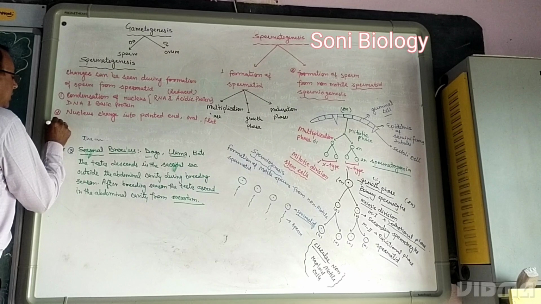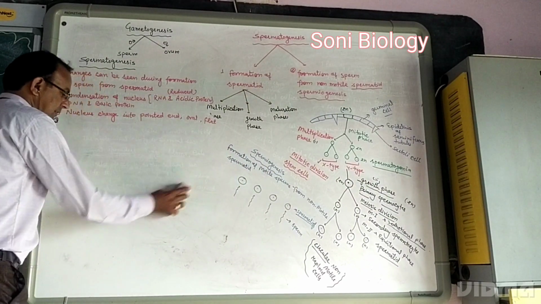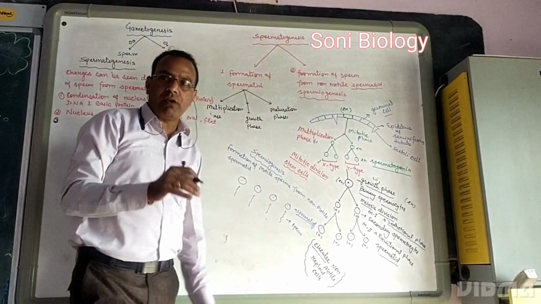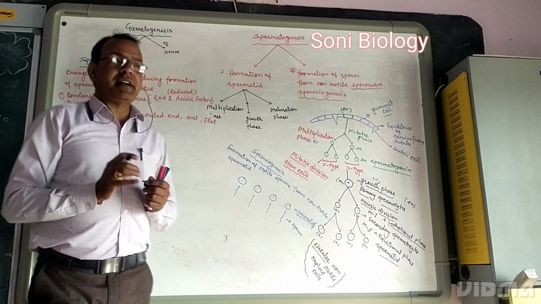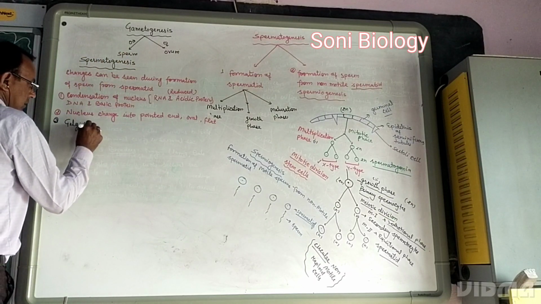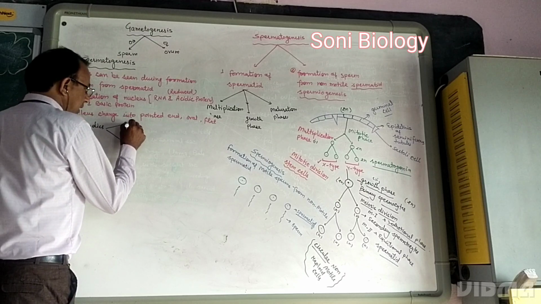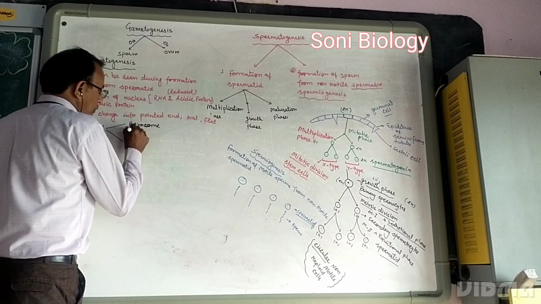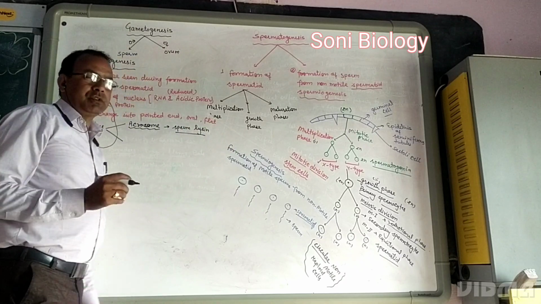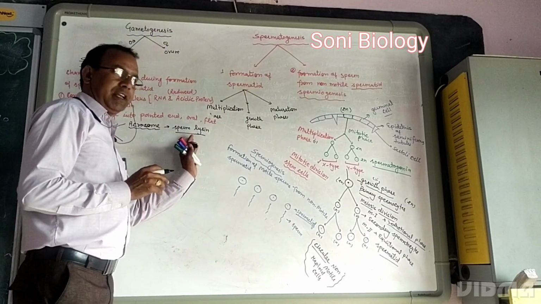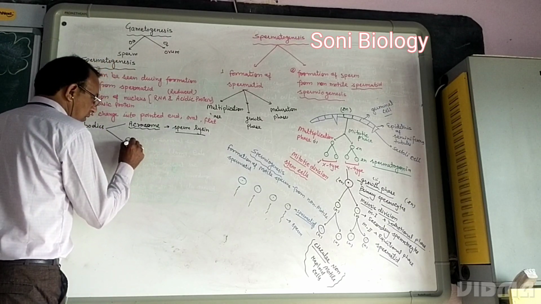The next is the Golgi body. The Golgi body changes into two types. First, the main Golgi body changes into the acrosome, which contains sperm lysin. Sperm lysin is an enzyme which dissolves the corona radiata of the ovum in the female body. And second, the small part of the Golgi body degenerates, and that is called the Golgi rest.